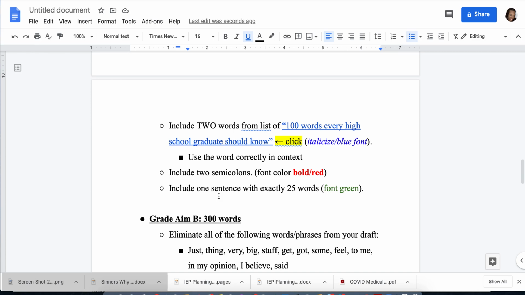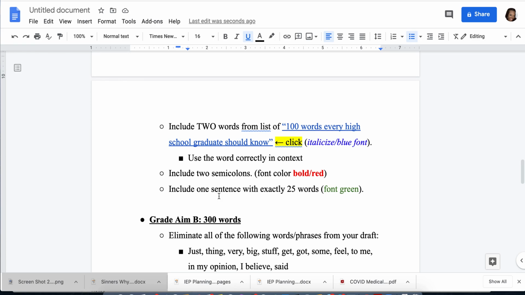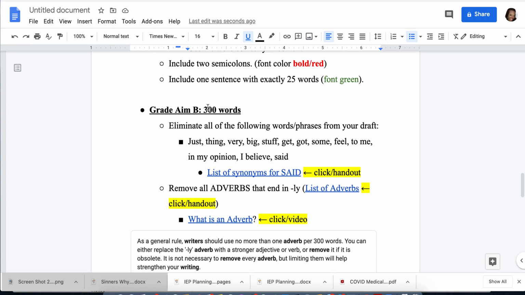That is aim A. It's a lot of work. Yes, a lot of work. Aim B, 300 words, same aim as the A. You just don't have to do as much.